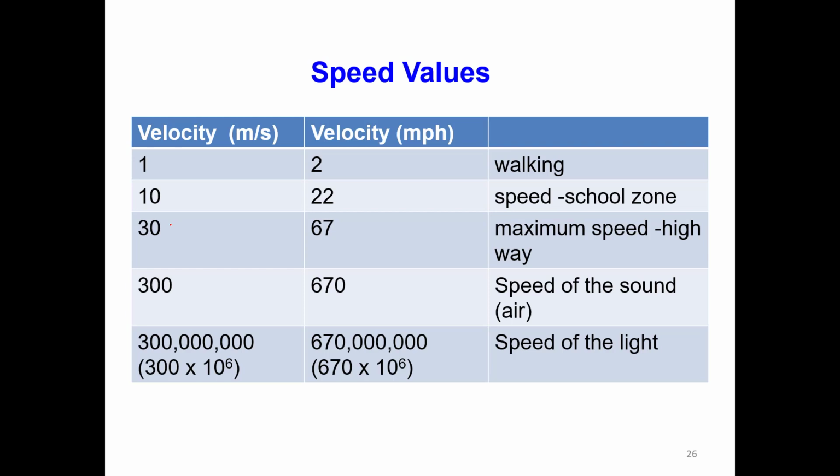Now the speed of the sound is the speed of the sound in air. I just round the number because it's easier to remember. Then the speed of the sound is about 300 meters per second, which means it's 670 miles per hour. How many times larger is that than the speed on the highway?